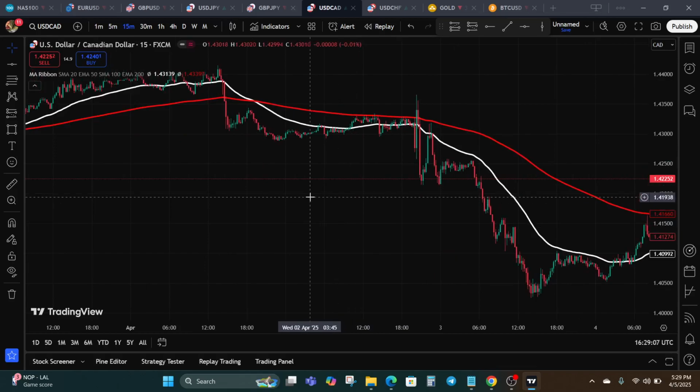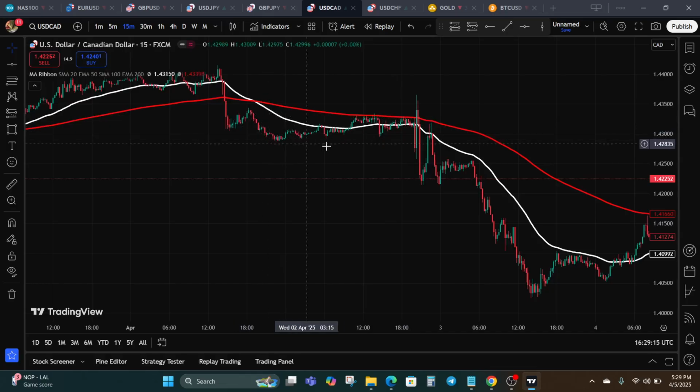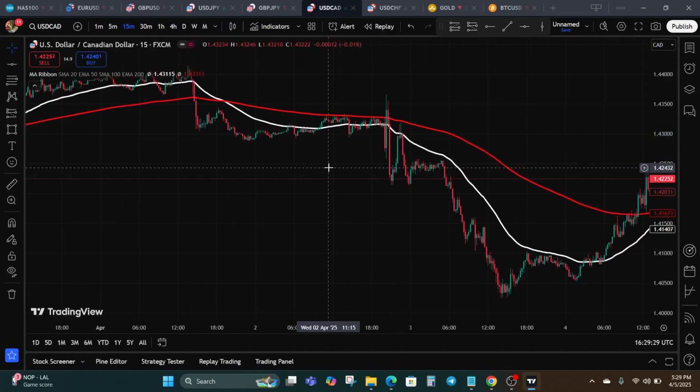To begin, you open your trading platform and apply the 50 period EMA and the 200 period EMA to your 15-minute chart. These two EMAs will be our guide in spotting trends.